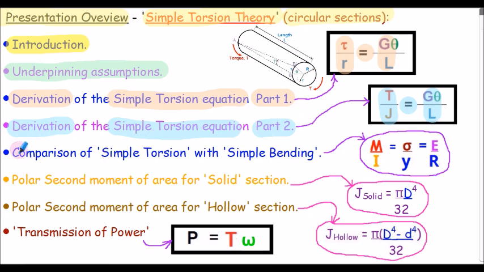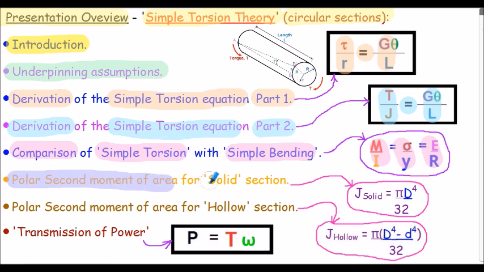We then have a comparison between simple torsion and simple bending theory and the formulae derived. We refer to this formula, M upon I equals stress upon y is equal to E upon R from our previous bending presentation, and we show the analogy between the various terms in simple torsion theory and simple bending theory. We then consider the polar second moment of area for solid shafts. We prove the formula J is equal to pi d to the 4 upon 32, and also the polar second moment of area for the hollow section shaft. The hollow section J is shown here.